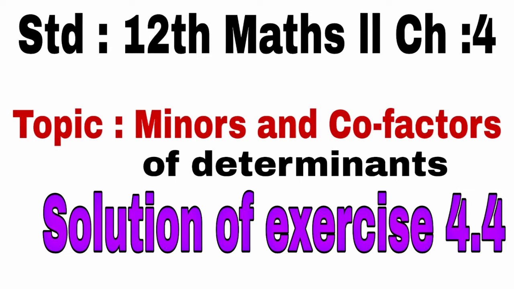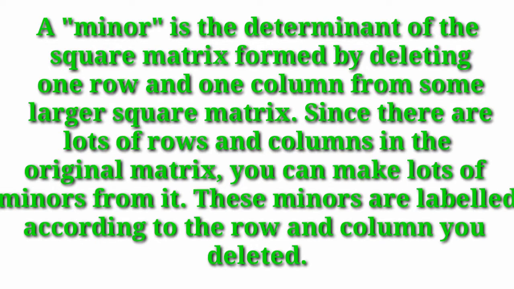So, first of all, we will know about minors and cofactors. A minor is the determinant of the square matrix formed by deleting one row and one column from some larger square matrix. Since there are lots of rows and columns in the original matrix, you can make lots of minors from it. These minors are labeled according to the rows and columns you deleted. Understood, students? Once again, a minor is the determinant of a square matrix formed by deleting one row, one column from some larger square matrix.